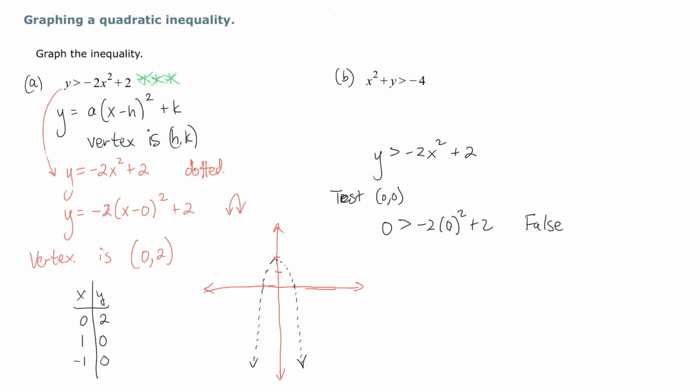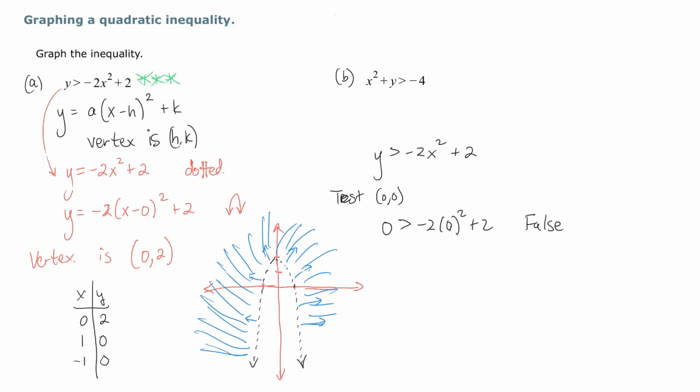And that is not true. So that's false. So we don't shade the 0, 0 side. In fact, we're going to shade away from that 0, 0 side. We're going to shade this way. And make sure you do not shade the dotted line. Keep it dotted. So the solution to this parabolic inequality is that.